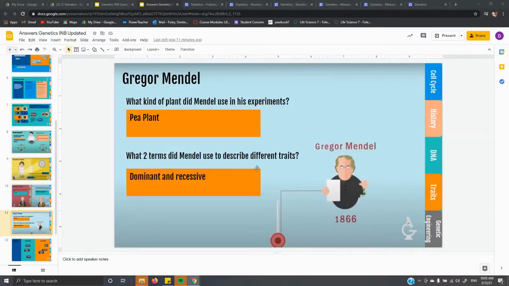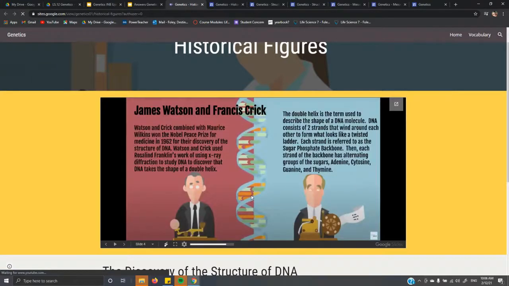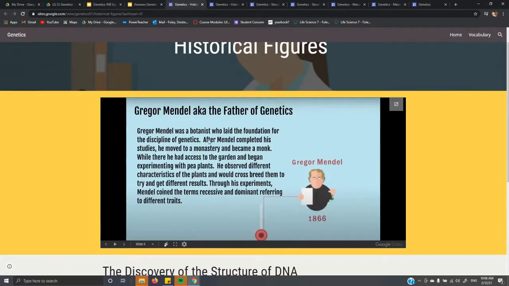Slide 11, we're learning about the father of genetics. That is the name that is given to Gregor Mendel. Why is it? Okay, there we go. So, he was a botanist who started to lay the foundation of genetics.